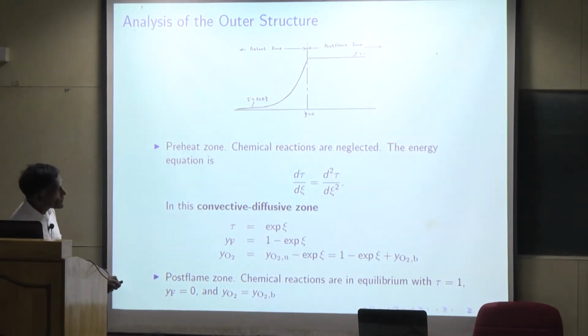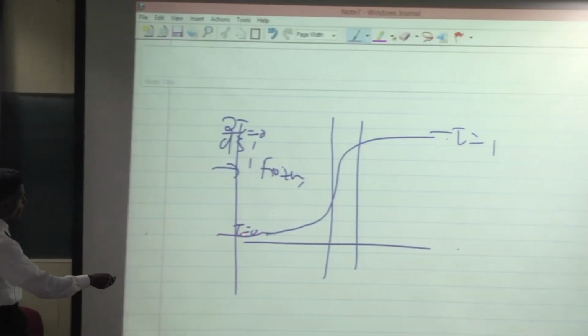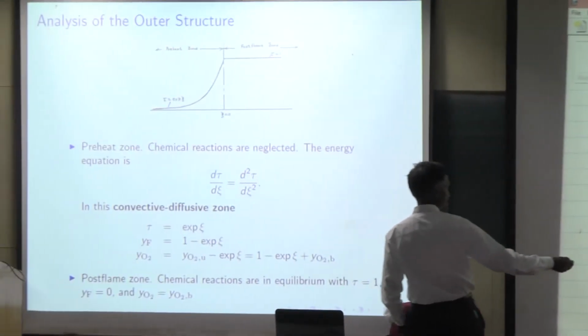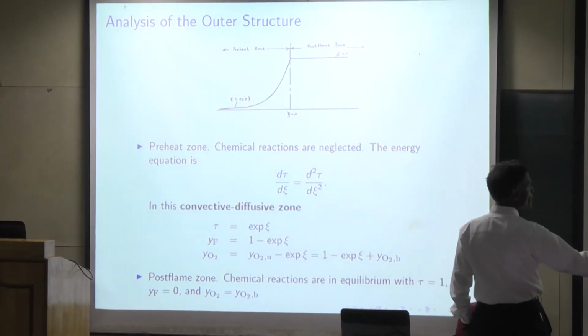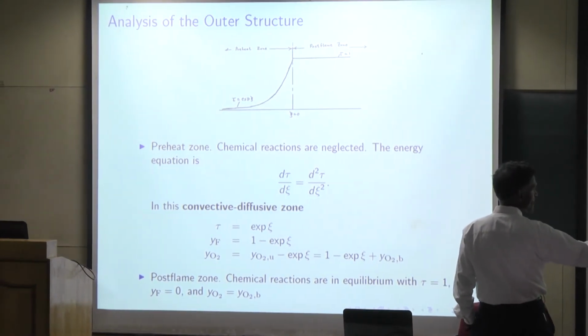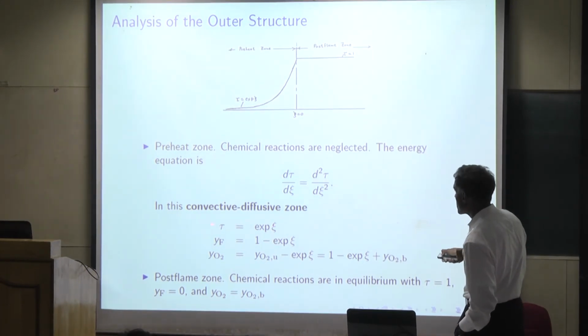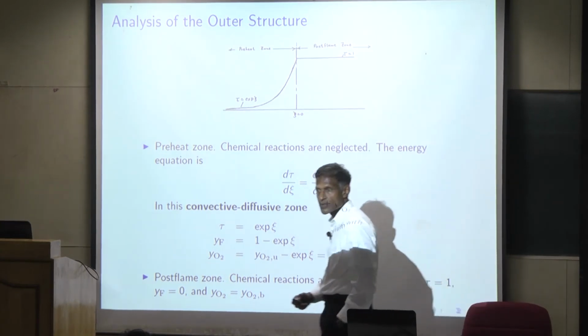How do I get that? If you look at this, tau must be 0 over here, as ξ tends to minus infinity. And when ξ equals 0, which is the reaction zone, this is 1. Therefore, the temperature profile goes from 0 to 1.